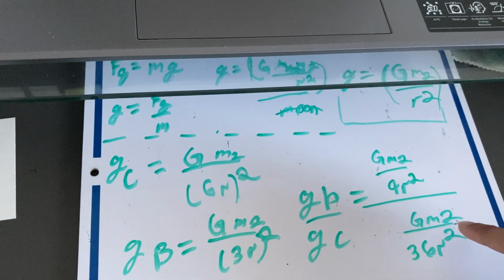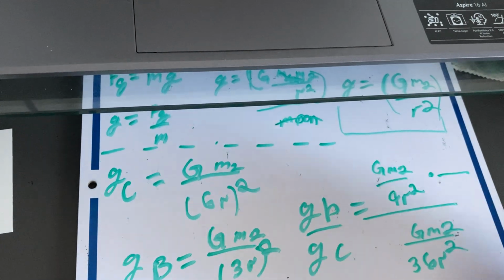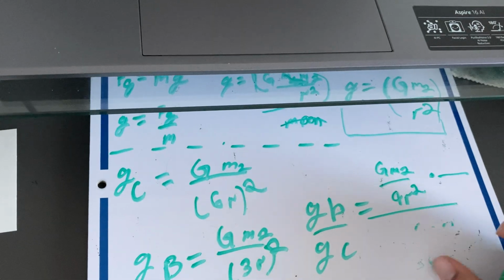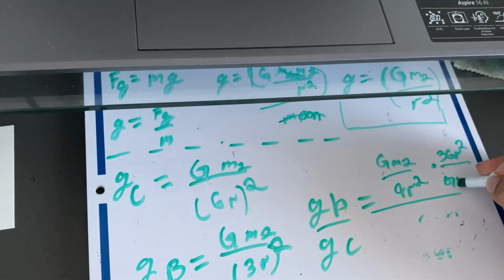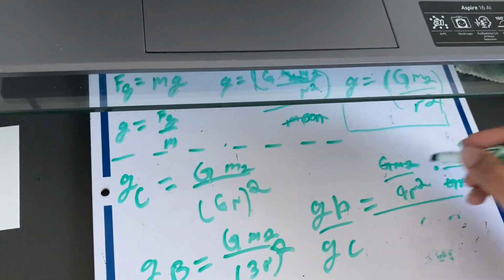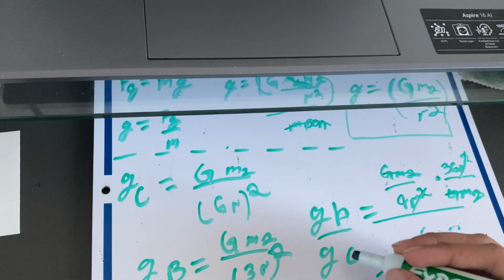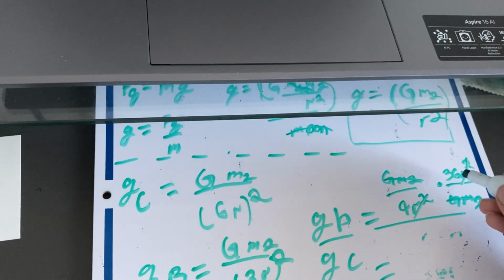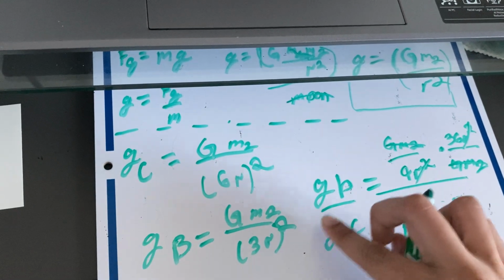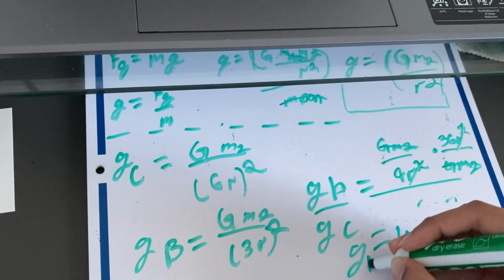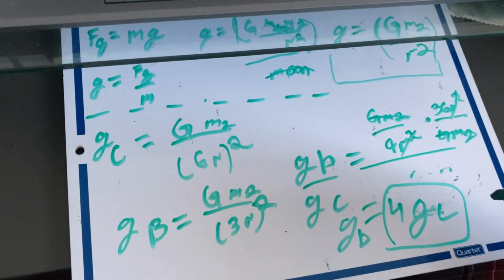We all know that this is just going to be the reciprocal. So essentially this denominator is going to come up: 36 r squared all over GM2. The GM2 is just going to cancel out, and so is the r squared. All we're going to be left with is 36 divided by 9, which is 4. And then remember this GB over GC, so we can just write GB equals 4 times GC. That's our answer right there.